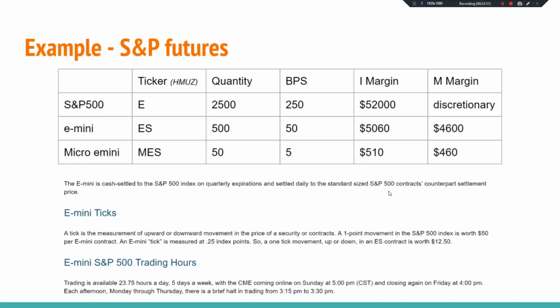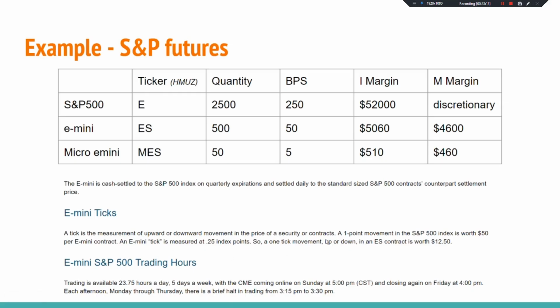Ticks, so it's essentially 0.25 index points is a tick. So that means for every quarter of a point that this goes up or down, your contract value is increasing or decreasing by $12.50.